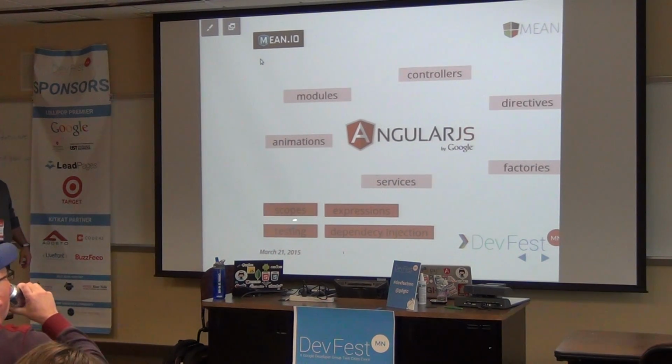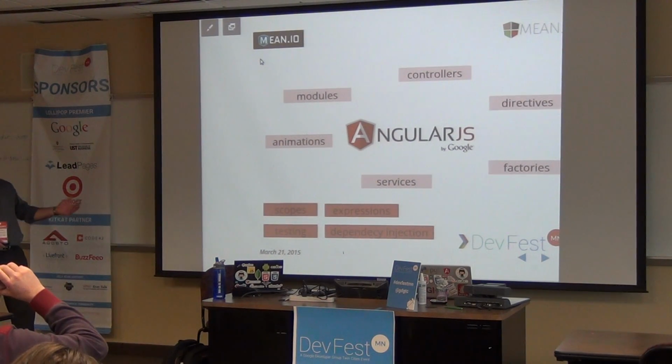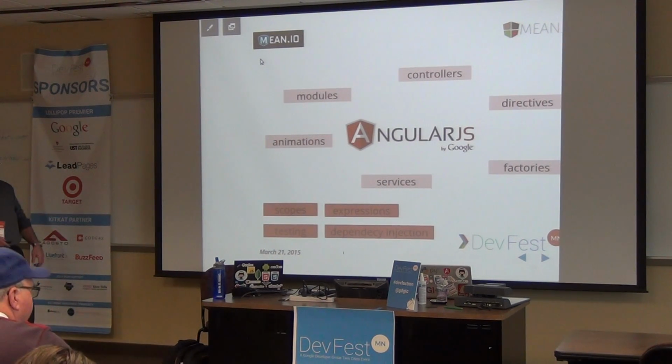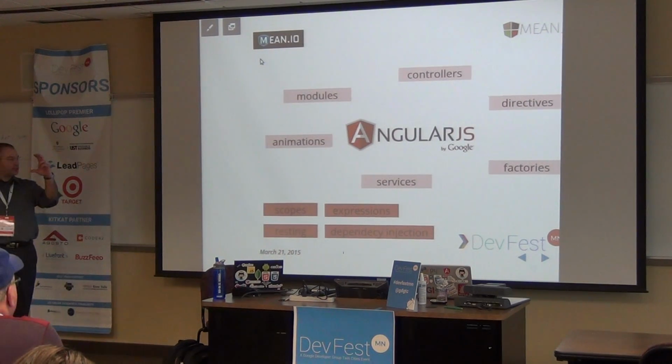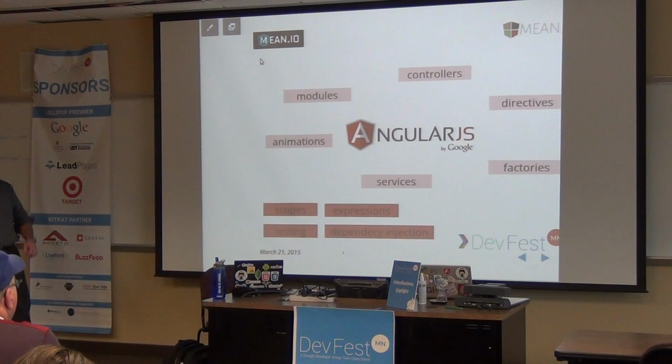Scopes are the data model between the view and the controller, if you will. So that's how we do our data binding. Expressions are the two curly braces that you put stuff in the middle of, and they get rendered in the front end through Angular's magic. Also two-way data binding.